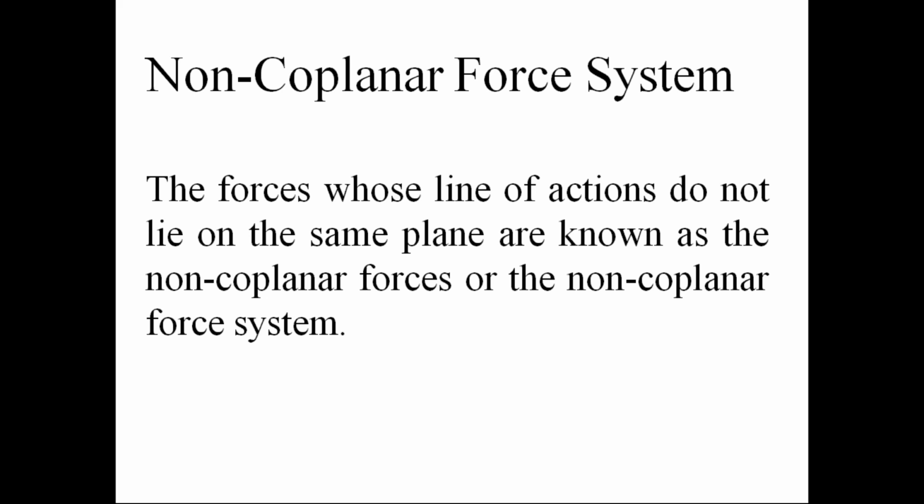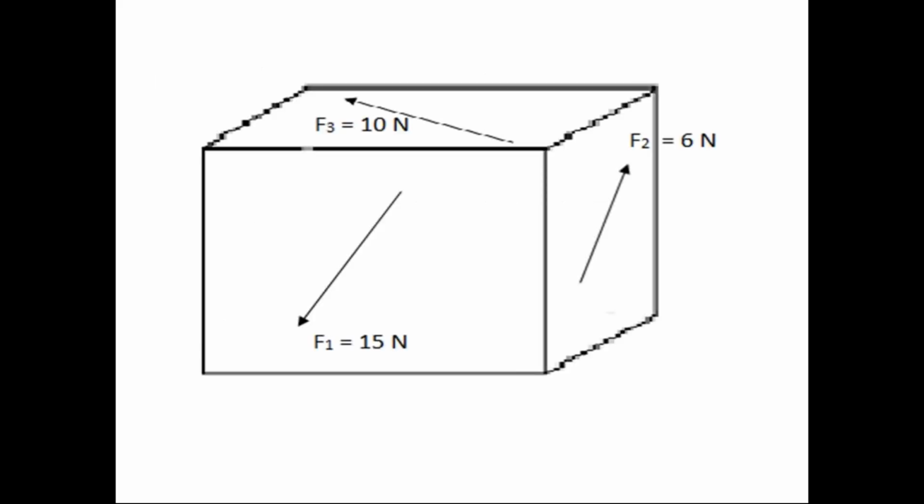But what is meant by this non-coplanar force system? Check this diagram. Observe this diagram, please. Here we have 3 forces, F1, F2, F3. Look at the first force F1. The first force F1 is acting on this plane. This is the plane in which the first force is acting. The second force is F2. The second force is acting on another plane. This is the plane in which the second force is acting. Similarly, we have the third force F3. It is acting on another plane.